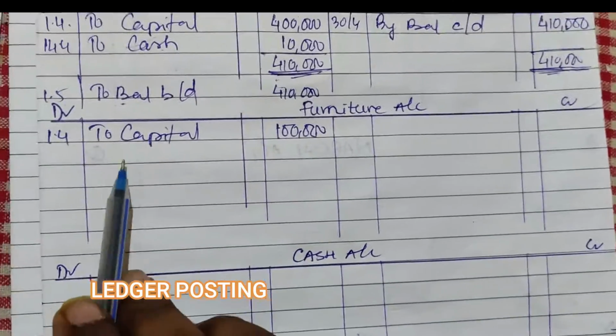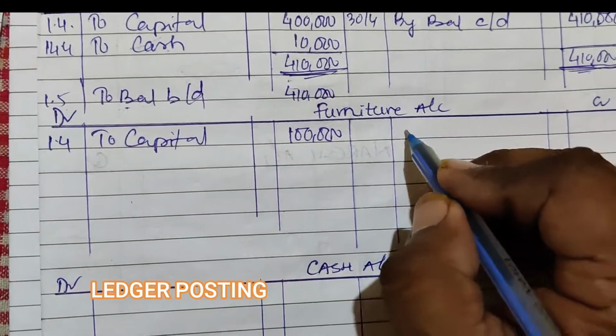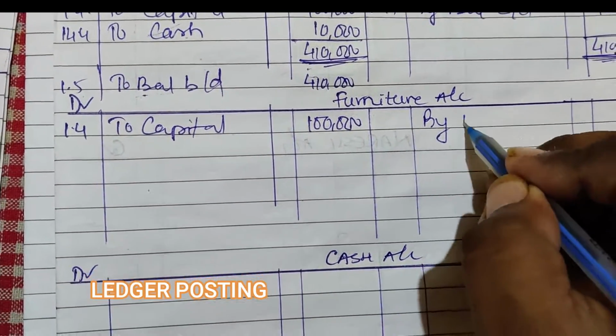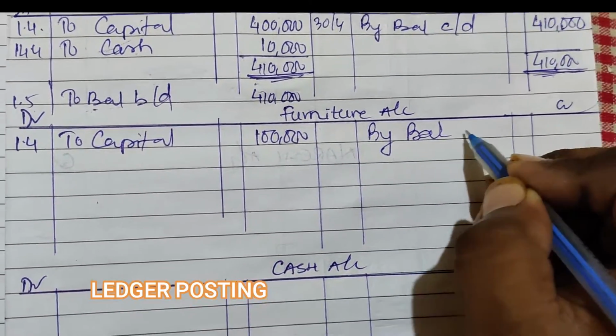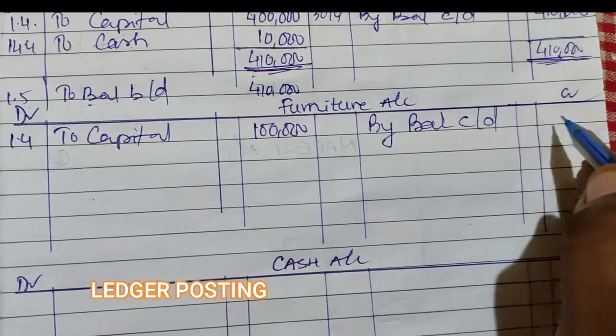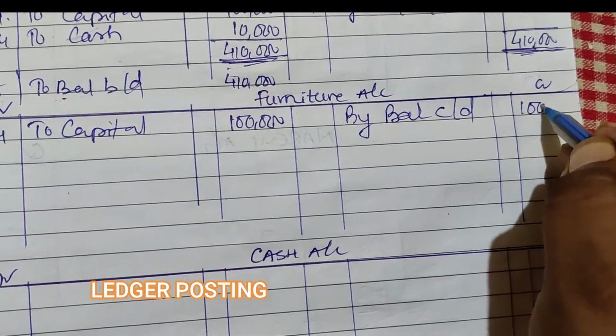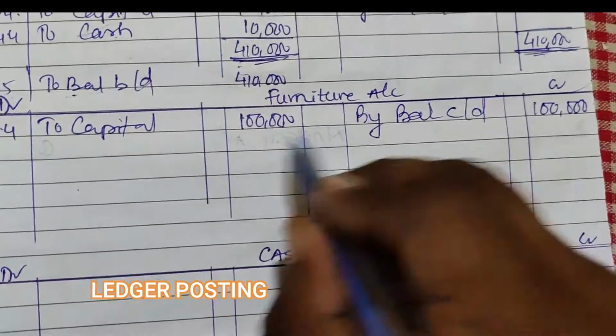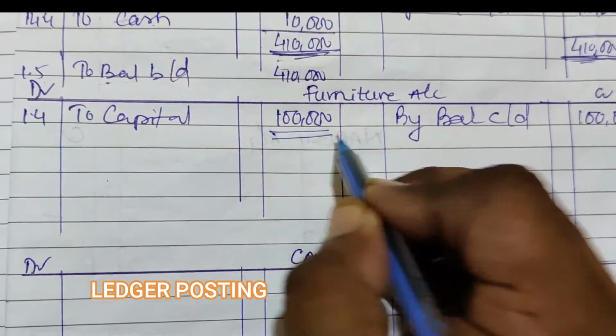This is the debit side, 1 lakh. Nothing is on the credit side. So to make it equal, what will we write here? By balance carried down, 1 lakh. Why? To make both sides equal, we are balancing the ledger.